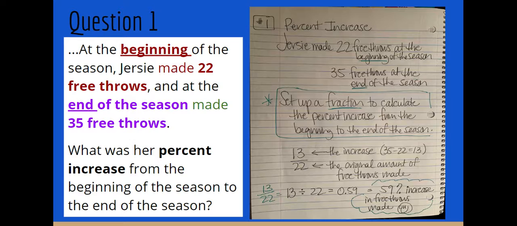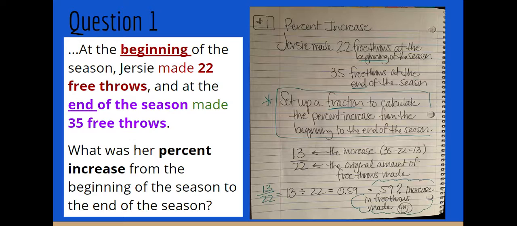So the reason 22 is in the denominator is because it's the original amount. The denominator is always going to be the original amount of whatever it is you're talking about, what you started with. Her first total that she kept track of at the beginning was 22 free throws.